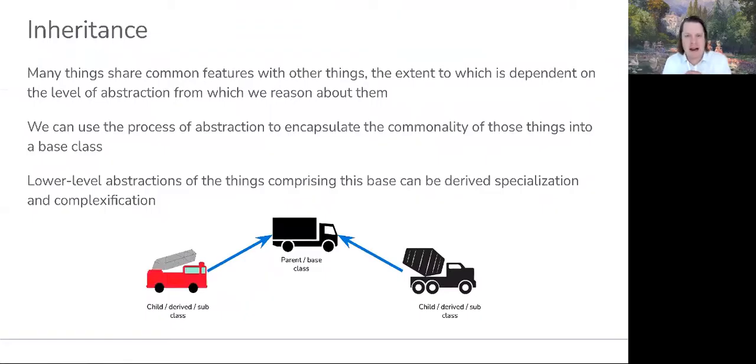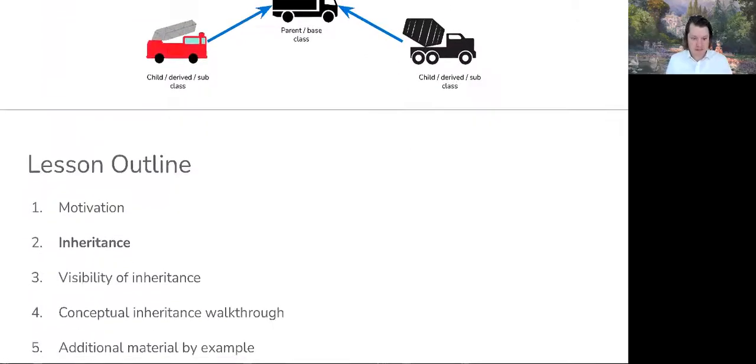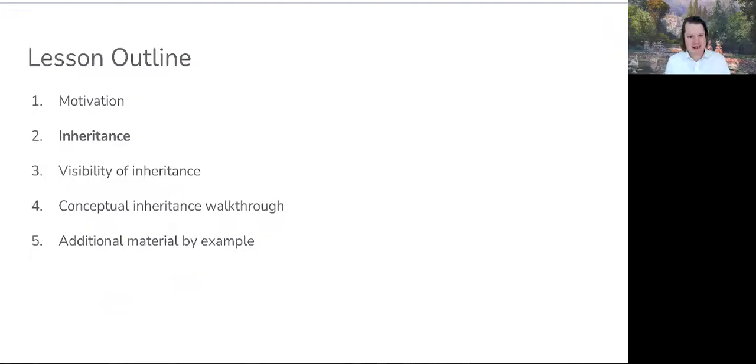So inheritance, again, I know maybe I got a bit ahead of myself, but many things share common features with other things, the extent to which is going to be dependent on the level of abstraction for which we reason about them. We can use the process of abstraction to encapsulate the commonality of those things into a base class. So that's what I was hopefully effectively communicating on the last slide. Lower level abstractions of the things comprising this base can be derived through these subclasses, which will allow us to implement specializations and complexifications to that base foundation afforded to us by the parent base class. So with that, let's go ahead and get into inheritance in the next section. Hopefully that was a bit motivating.